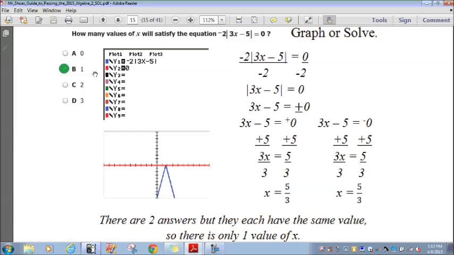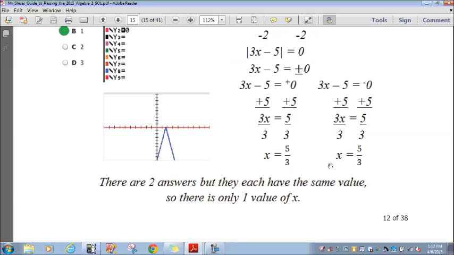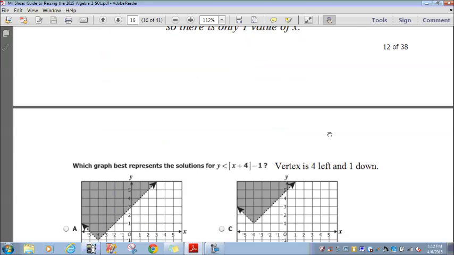So to answer the question, one value of x, even though we got 2 answers by graph, and here it's only one value of x. Okay, let's move on to question 13.